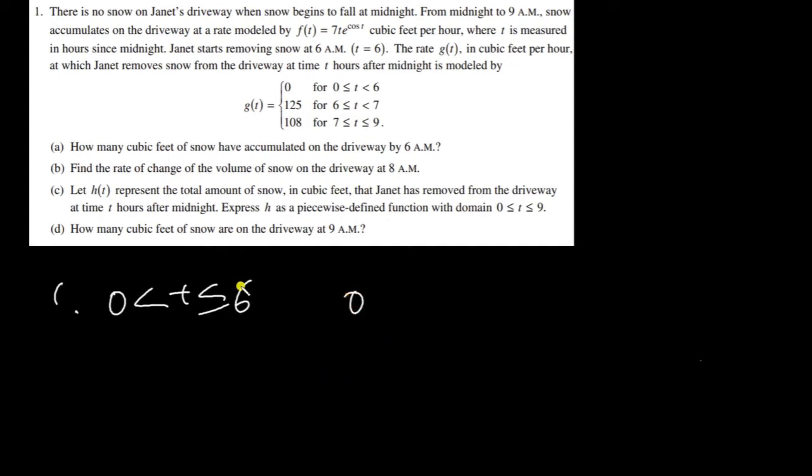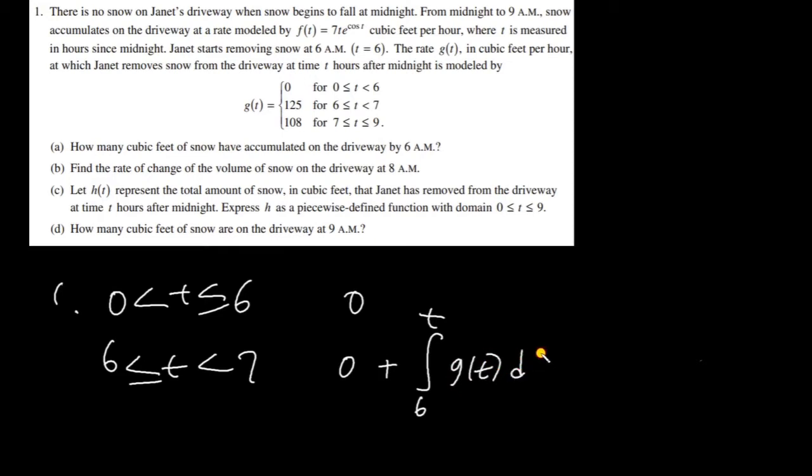Okay? And then, now let's look at the next section, which is from 6 to 7. Okay, what's going on from 6 to 7? Well, so originally, at time t equals 6, there's 0 feet of snow, okay? And then, the amount of snow that she removes is going to be the integral from 6 to t of g of t dt, right?